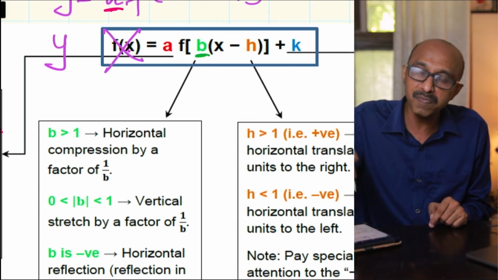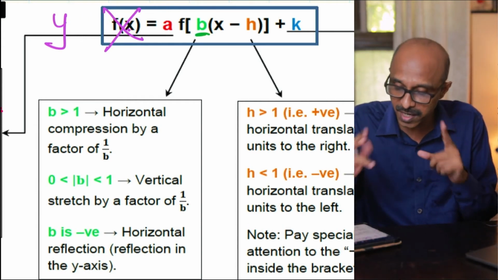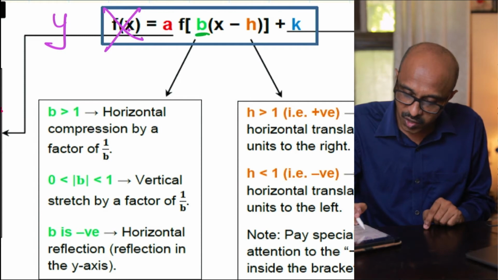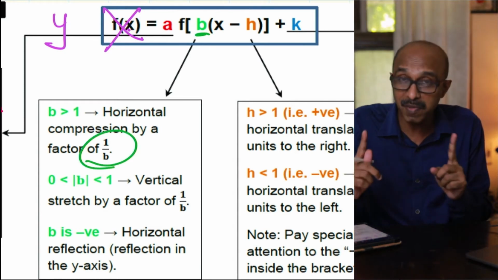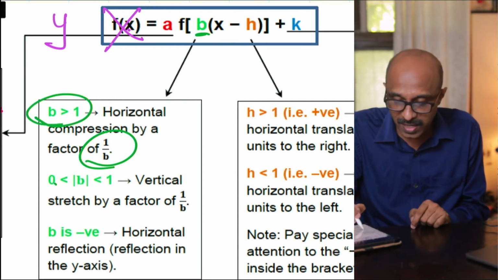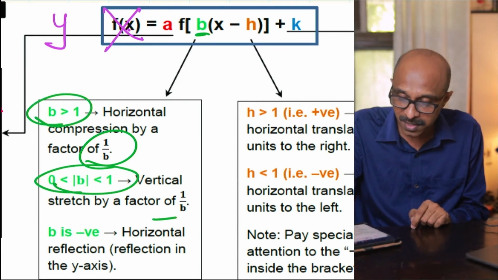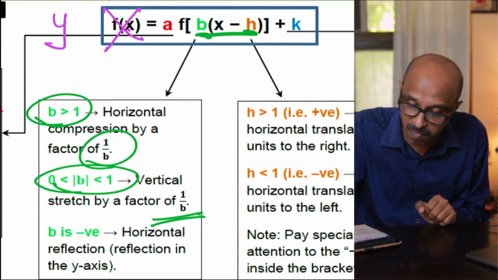B, which we did not have in this particular question. Sometimes you will have it, or sometimes you have to manipulate it, and I'll show what I mean by that. So if B is greater than 1, we have a horizontal compression, and this time, remember, it's 1 by B. So whether the absolute value of B is greater than 1 or less than 1, the compression factor or the stretch factor is 1 over B, and that affects the domain.